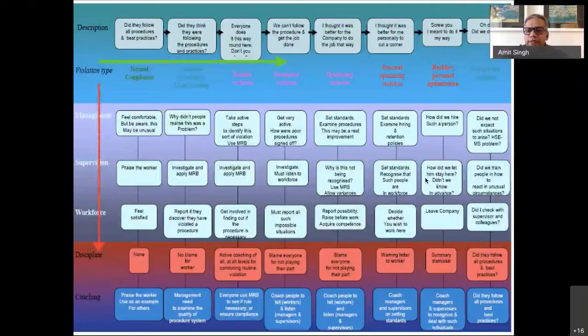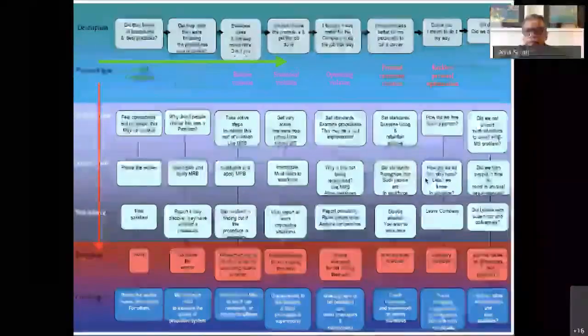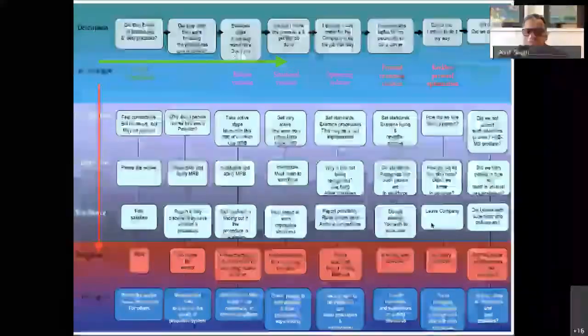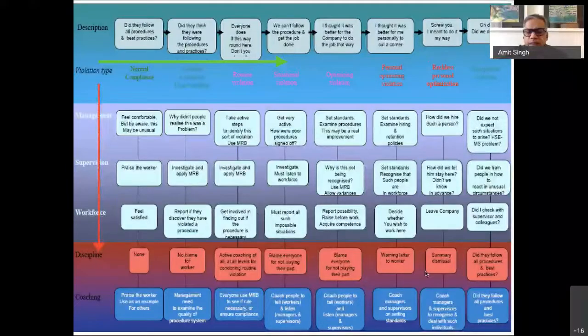Didn't we know in advance? So there are always trends which safety picks up. How did it happen that nobody flagged it up? Workforce, leave company, dismissal, and again it is coaching to recognize and deal with such individuals. So it is not that you reach this situation, you have to prevent it at an earlier stage.